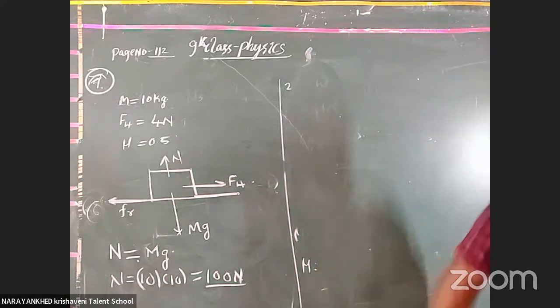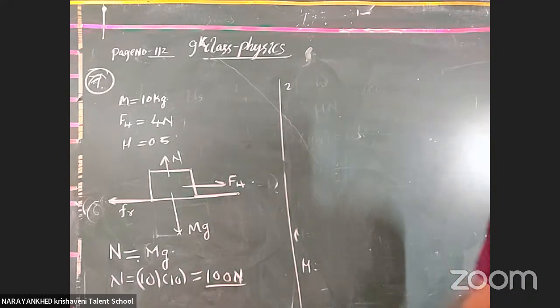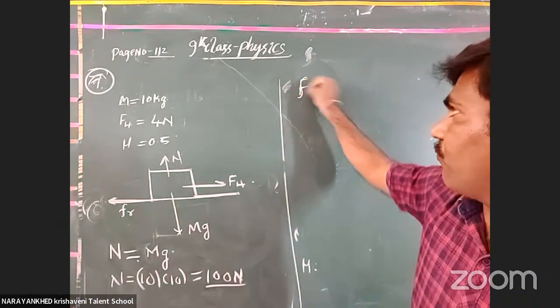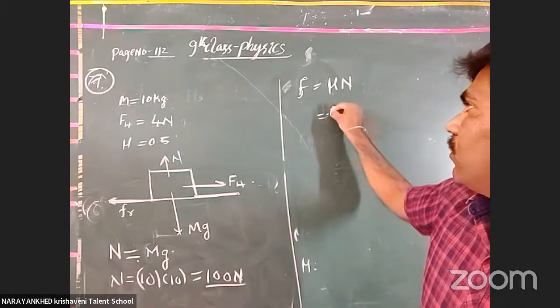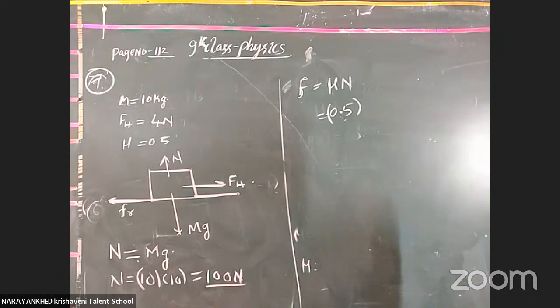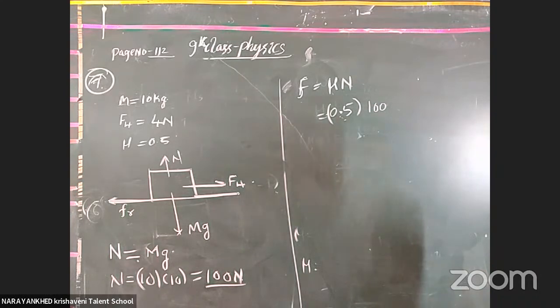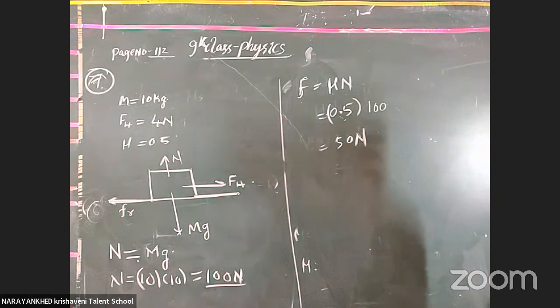Next we have to find out the frictional force here. You know very well, the limiting force, the frictional force f, is equal to mu into N. The mu value is 0.5, and the N value is 100. Now it becomes 50 newtons. The limiting force here is 50 newtons. Got it or not?